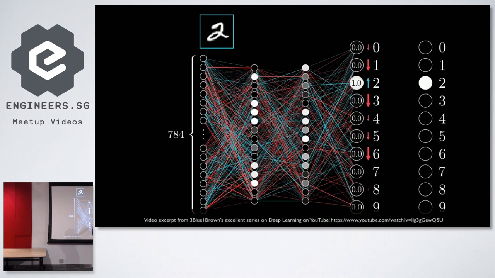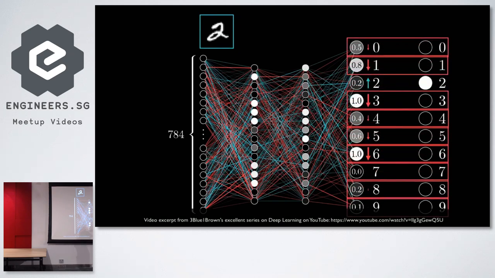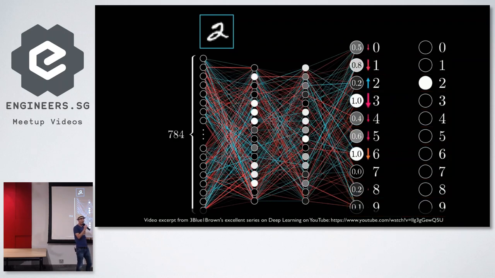You can see here, what we wanted was to get the number in the 2 slot really high. We know it needs to go up, and by a lot. And we know that the other ones that are not 2 all need to go down. Some need to go up or down by a lot based on the current values. Some need to get nudged a little bit.